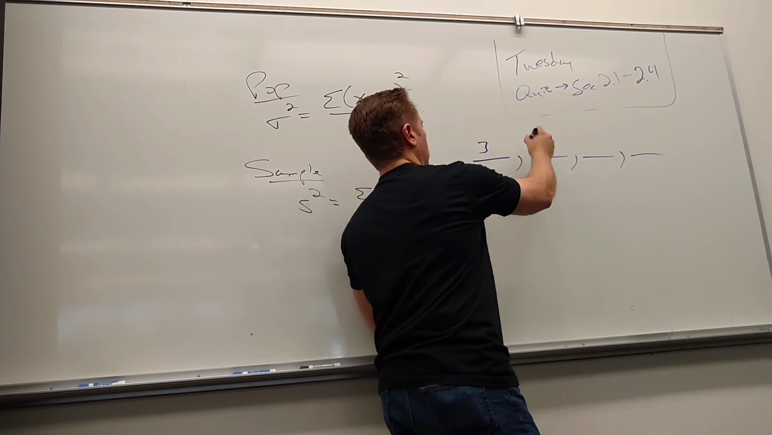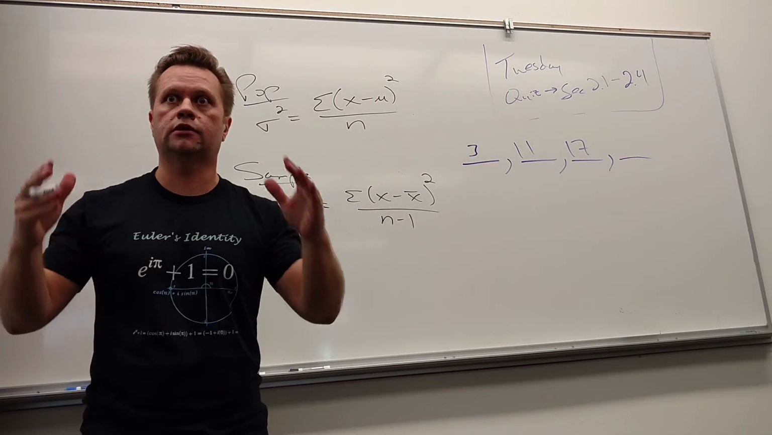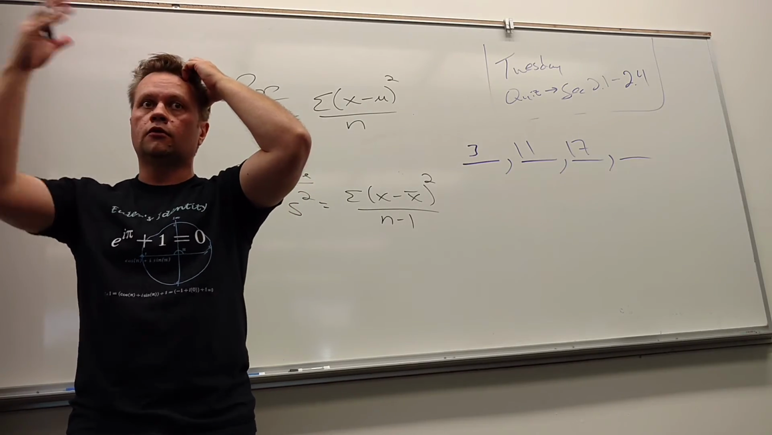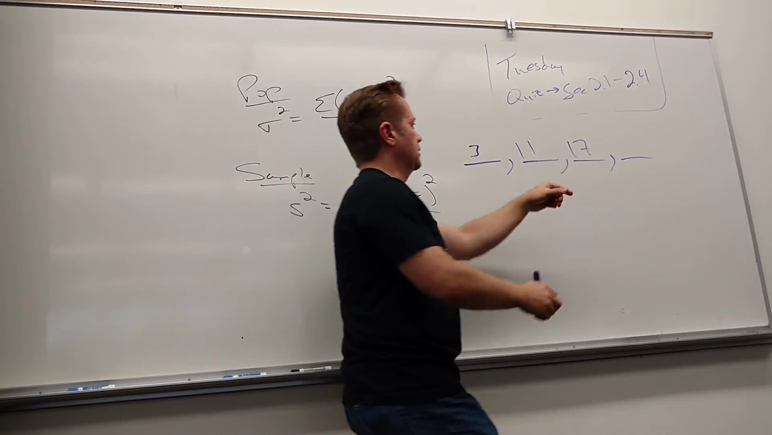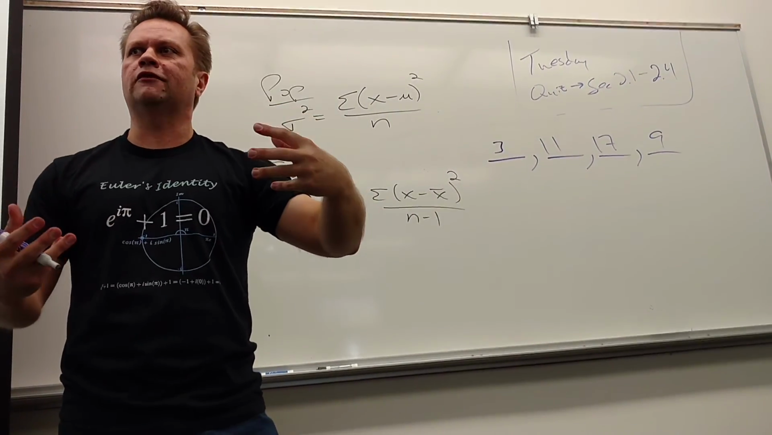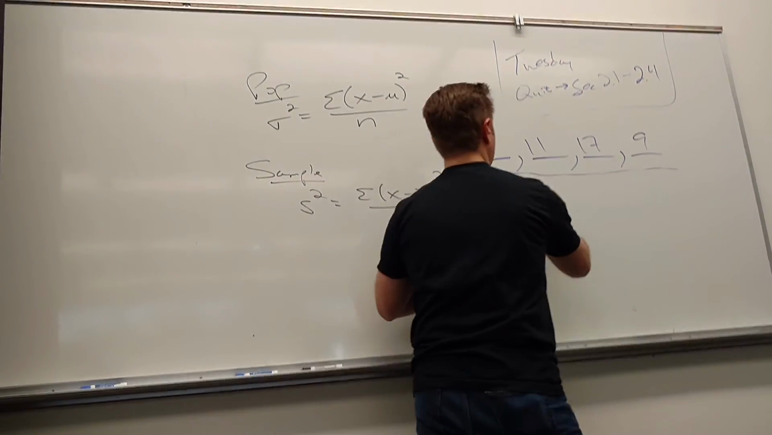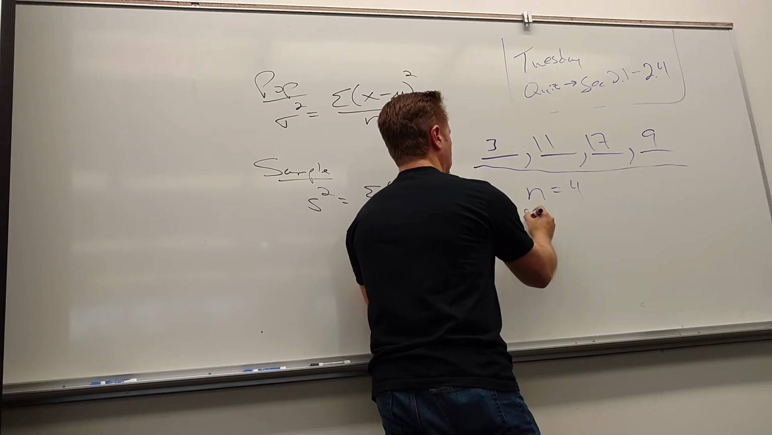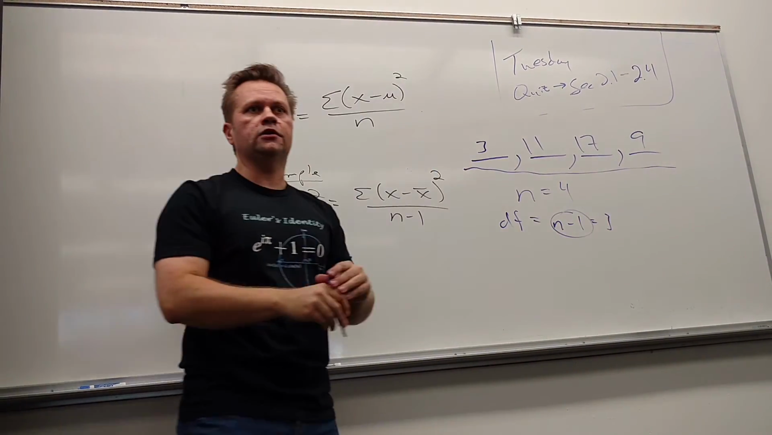I can say that's 3, that's 11, that's 17, and now I gotta get serious. Now I go, oh, it's supposed to add up to be what? 40. What do I have so far? 31. So the last number has to be 9. So how many degrees of freedom do I have? 3. So what was n? 4. So what was the degrees of freedom? 1 less than that. Oh, n minus 1.